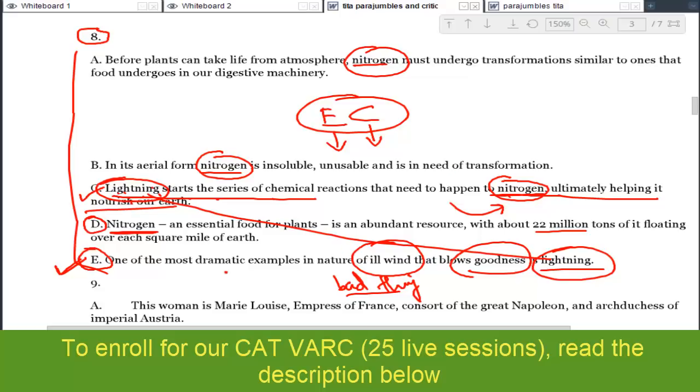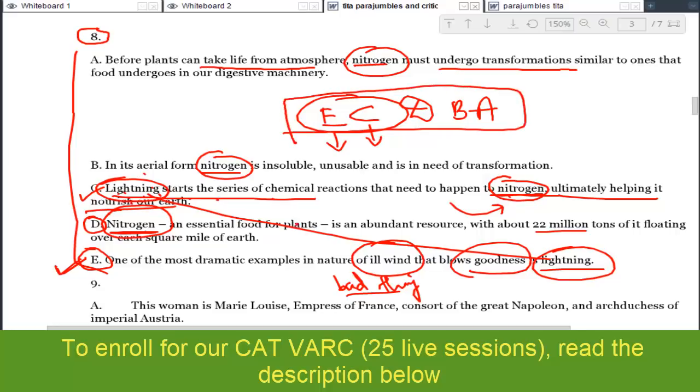Now what will come next? Now I have to put D. Why? Because I am now extending as to what exactly nitrogen is. What is nitrogen? It is an abundant resource with about 22 million tons of it floating over each square mile of the earth. And then it says in its aerial form, nitrogen is insoluble. Before plants take it from the atmosphere, nitrogen must undergo transformation. So what do we get is basically when we put D, we have B and then we have A. So ECDBA is the right answer.